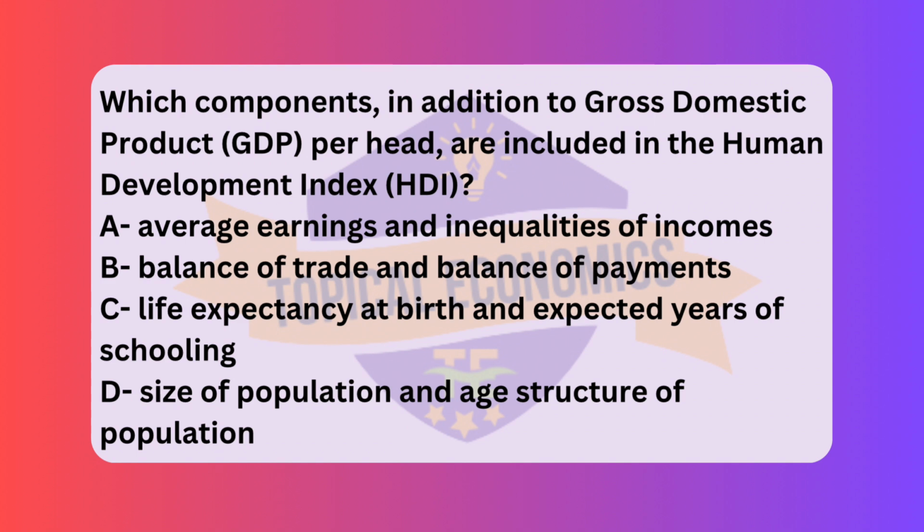Which components, in addition to gross domestic product, GDP, per head, are included in the Human Development Index, HDI? A. Average earnings and inequalities of incomes. B. Balance of trade and balance of payments. C. Life expectancy at birth and expected years of schooling. D. Size of population and age structure of population.